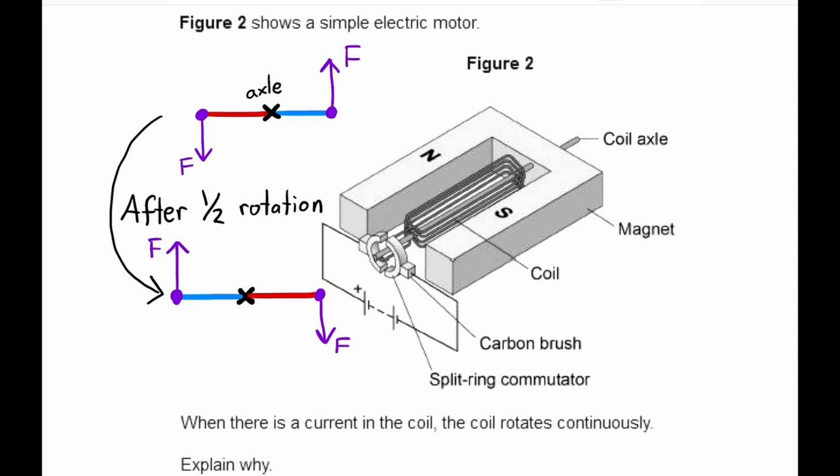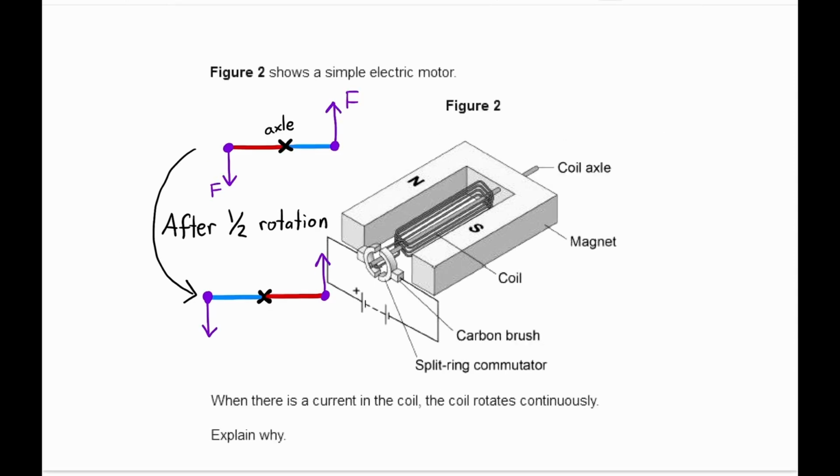To repeat that point, by reversing the direction of current, instead of having force maintain a constant direction on the red and blue side, after half a rotation, force flips as well, meaning that it now points downward on the blue side and upward on the red side.